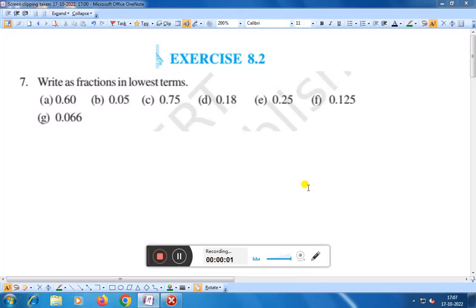Hello everyone. Today we shall discuss exercise 8.2 question number 7. Write as fractions in lowest terms.